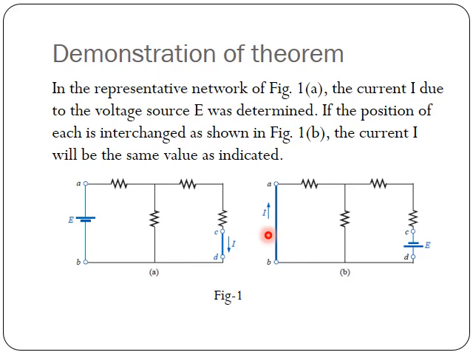One thing to be kept in mind here is the polarity. As you can see, the direction of current in figure 1a was towards D. So that is why the placement of the voltage source is such that the positive terminal is towards the D side, so that the direction remains the same. So this has to be taken into consideration while solving circuits using reciprocity theorem.